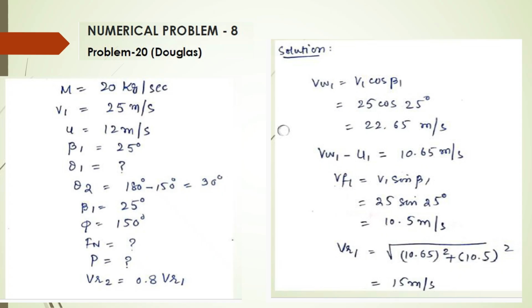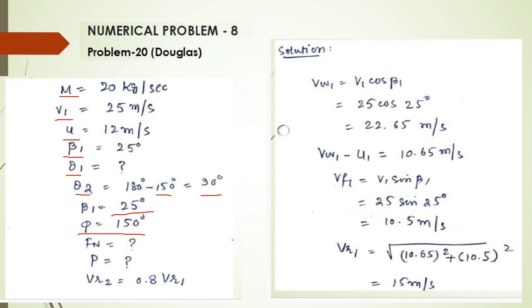Now we can solve problem number 8. So we have the mass flow rate as 20 kg per second. We have V1 as 25 meter per second. We have U as 12 meter per second. We have beta 1 as 25 degrees. We have theta 1 required to find out, where the deflection angle is known, that is 150 degrees. Okay, when the deflection angle is 150, we can determine the vane angle at outlet tip theta 2 as 30 degrees. Okay, beta 1 is given as 25 degrees.